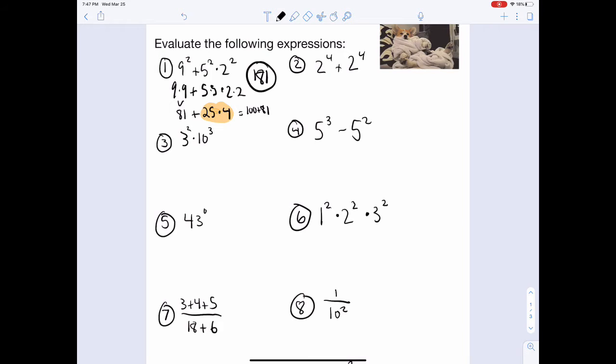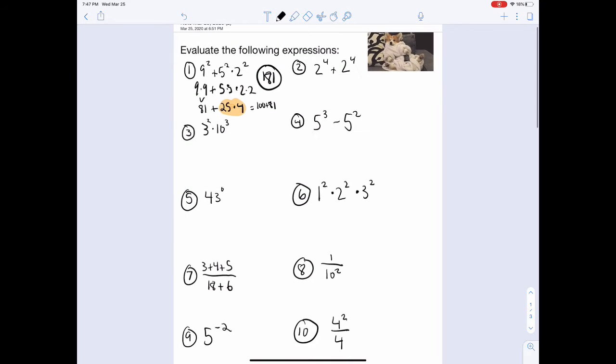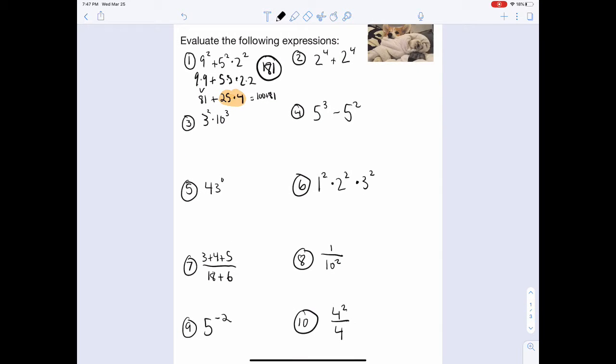All right, so now pause the video and try 2 through 10. Resume it when you're ready. All right, this one you should end up getting 32. This one you should end up getting 9,000. This one you should end up getting 100 after you subtract. This one, 4 to the 2, 3 to the 0: anything to the 0 power is 1.